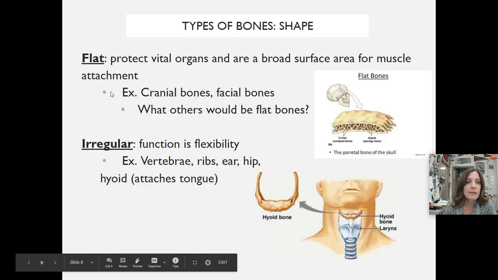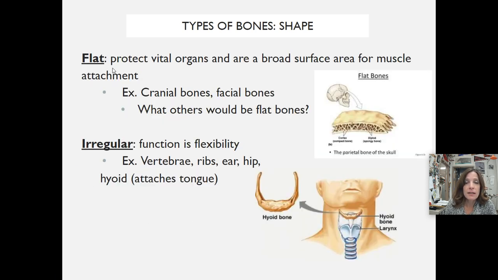Okay. Then there's also flat bones, and just like they sound, they are flat, and they protect vital organs, and they have a lot of area for muscle attachment. So your cranial bones, right? Your facial bones, your scapula, right? And here's an example. They're not very strong. They have lots of spongy bone in them, but that's not their point, to be strong. They're there to protect in a flat way.